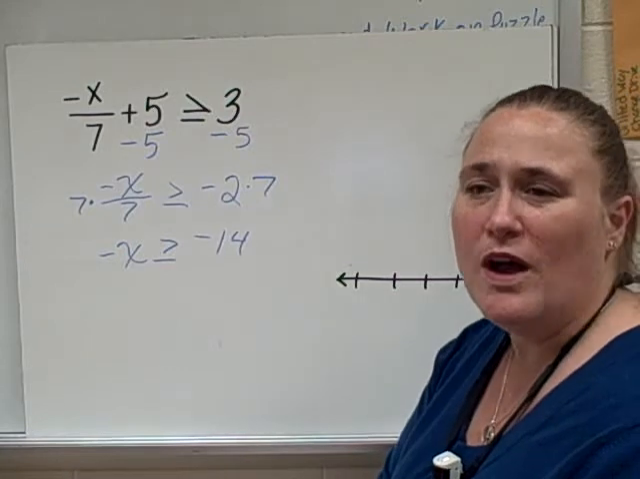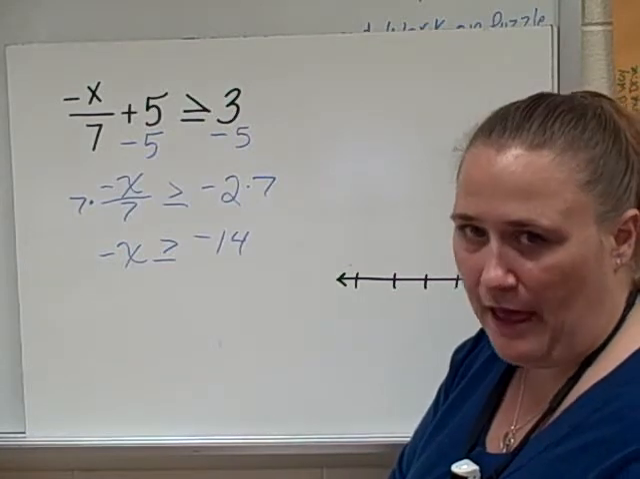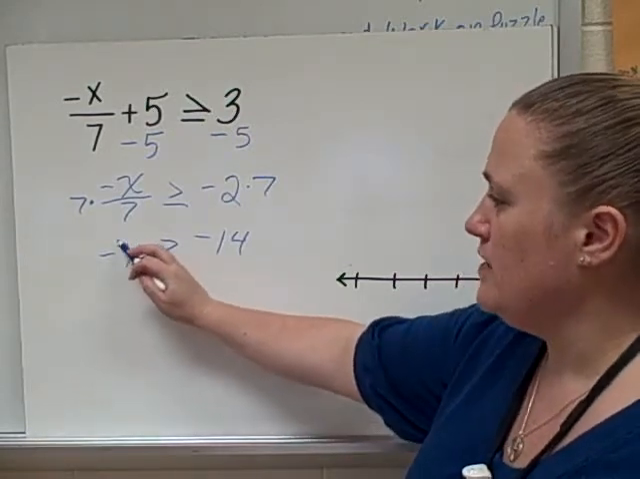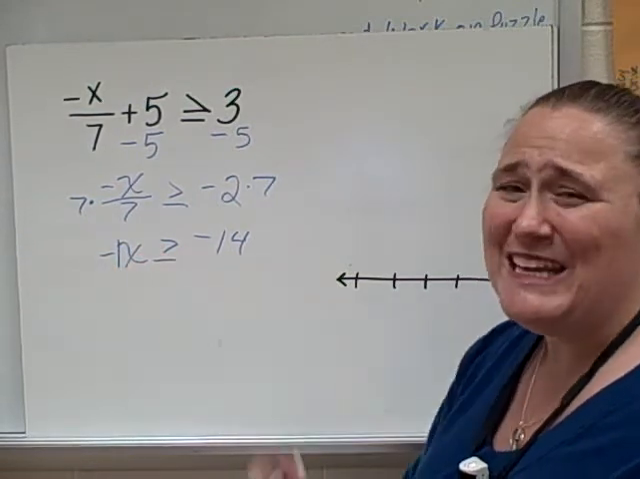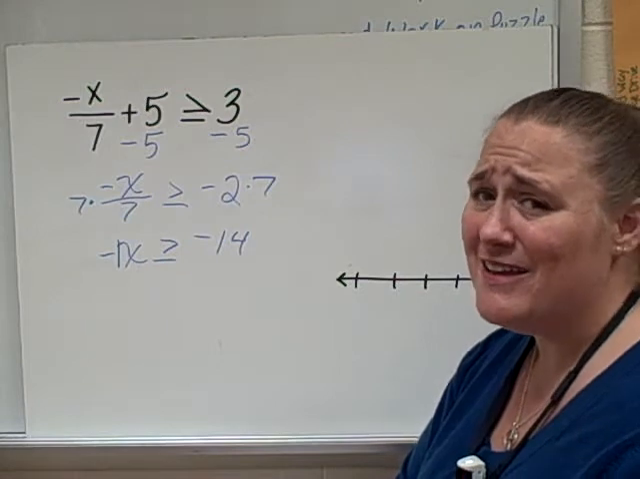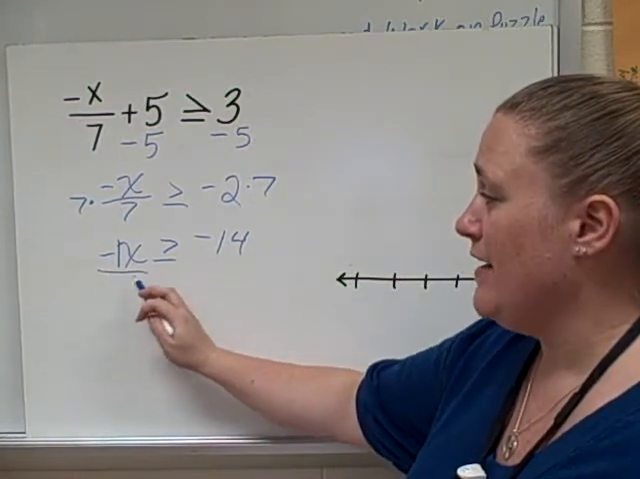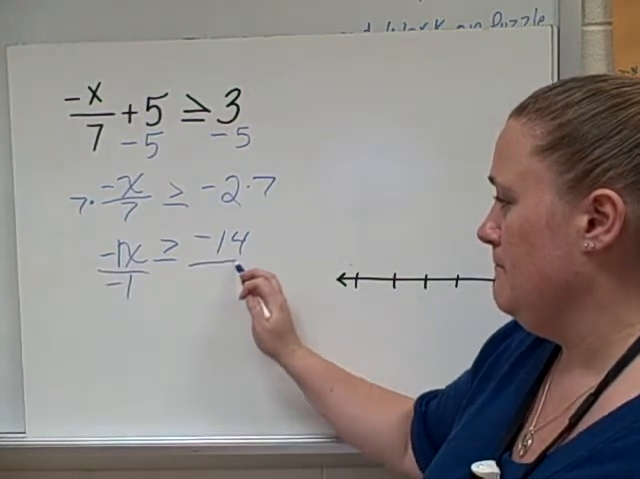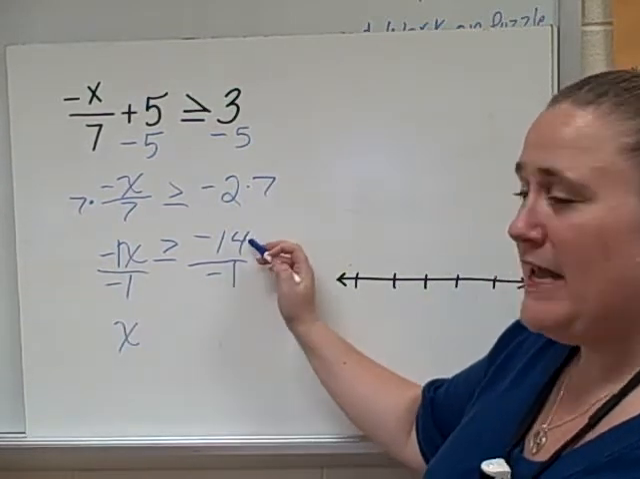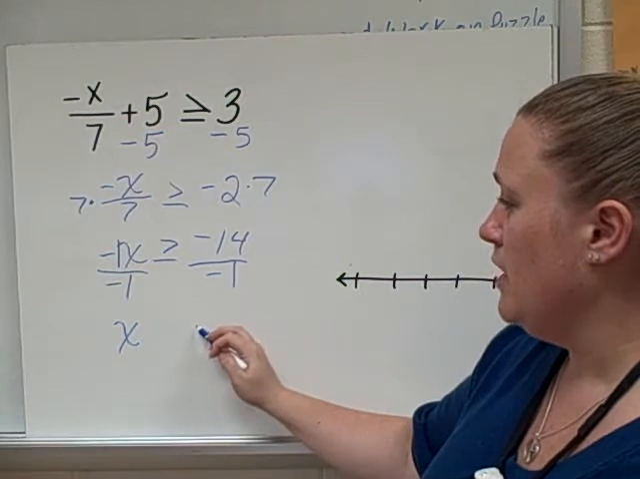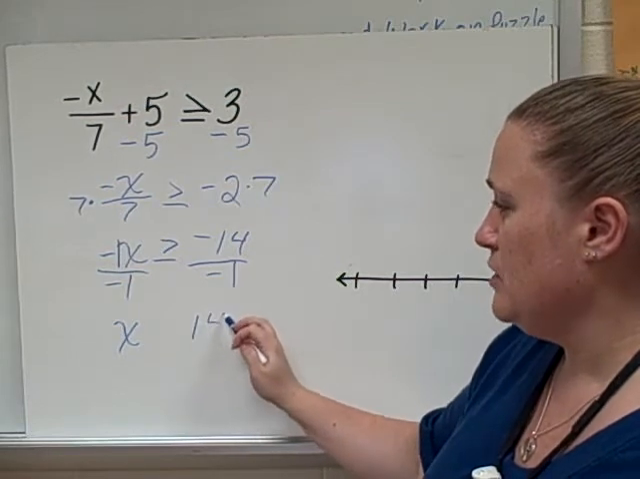Now remember, what number is always with x? It's the number 1, so we're going to put the 1 in here. That's negative 1. Well, I need positive x, not negative x. So I divide by negative 1. So that gives me x. Negative 14 divided by negative 1 is positive 14.